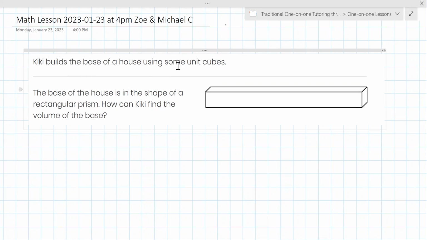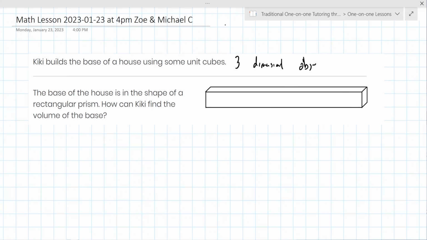base of a house using some unit cubes, okay? So this on the right here is supposed to represent a unit cube. It's kind of an odd thing here. A cube is a 3-dimensional object. You can think of it as a box, like a box of cereal, just a box maybe you've packed before, things like that.